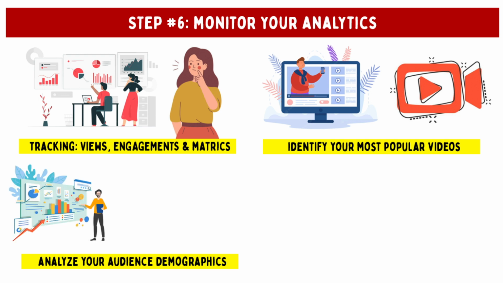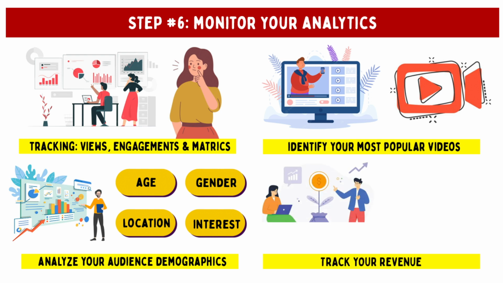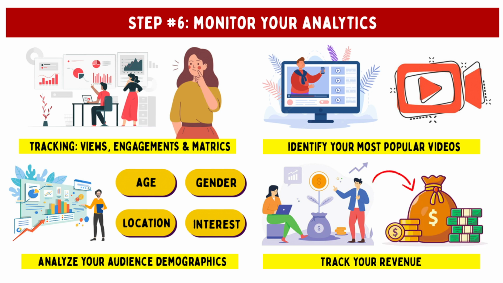Analyze your audience demographics. Look at the demographics of your audience, such as their age, gender, location, and interests. This will help you understand who your audience is and what type of content they're most likely to engage with. Track your revenue. Use the analytics provided by YouTube or any other tools you are using to track the revenue your channel is generating. This will help you understand which monetization options are working best for you and how much money you're making from each source.